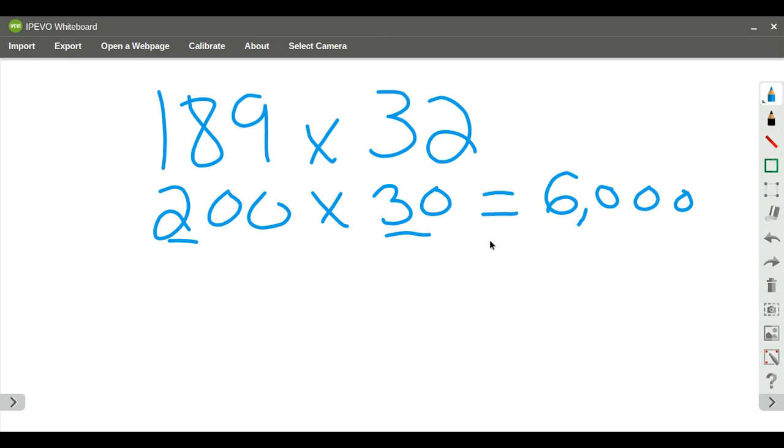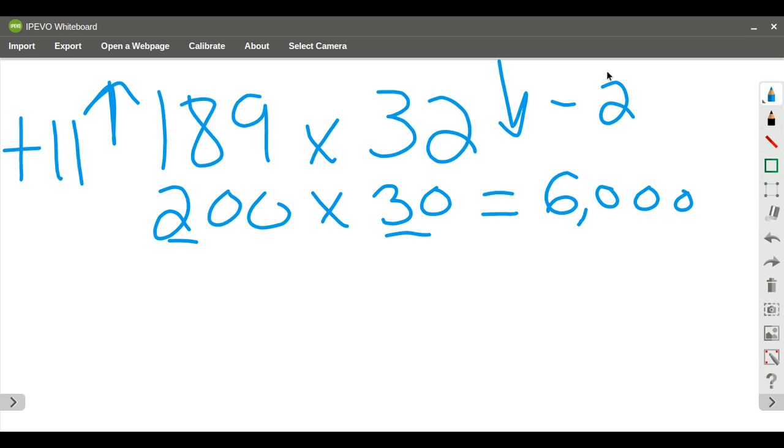So now that I have 6,000, I need to determine whether it's an overestimate or an underestimate. Well, here I rounded down, and here I rounded up. So this situation is opposite of what we just saw in the last problem. So now I have to look at by how much I rounded up versus how much I rounded down. So I rounded down by 2, but I rounded up by 11. So the amount I rounded up is greater than the amount I rounded down. So this is going to be an overestimate.